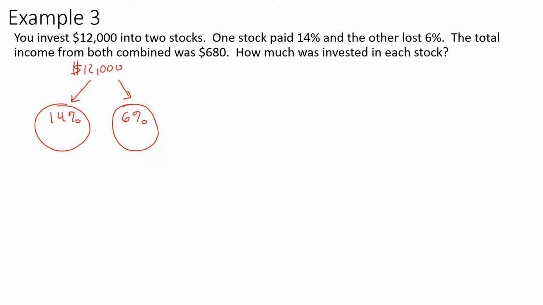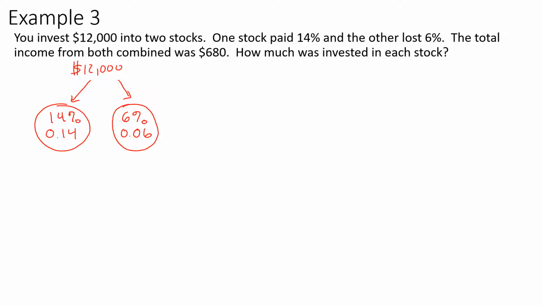So 14% as a decimal is 0.14 and 6% as a decimal is 0.06. I don't know how much of the 12,000 went into each account. That's actually what the question's asking us to find. So for example, if $2,000 went into the 14% account, then $10,000 goes into the 6% account. If $6,000 goes into the 14% account, then $6,000 would go into the 6% account. So whatever goes into the 14% account, the remaining amount of the $12,000 will go into the other account.